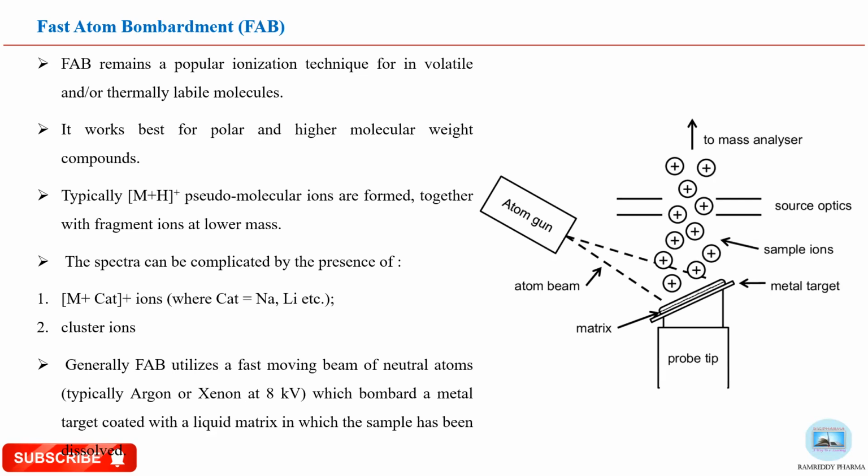Next is fast atom bombardment. Here, one metal target will be there. On this metal target, one matrix material will be there, and in the matrix material we keep our compound. Generally, FAB utilizes fast moving atoms, so a fast atom gun will be there.